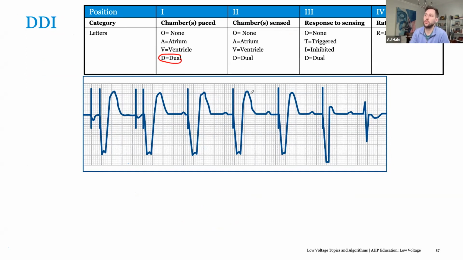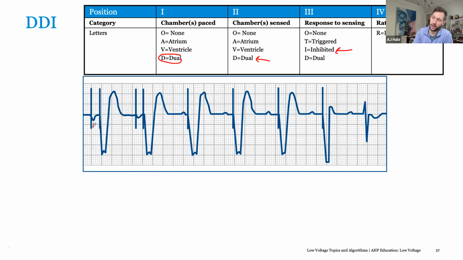So DDI, we have dual chamber. We have the ability to sense in both chambers, atrium and ventricle, and we inhibit our actions based upon what is sensed. So that means if something occurs within one of those chambers, it will inhibit the pacing. In this case, we have our same 60 beats a minute, nice and easy, 1000 milliseconds. The device paced in the atrium.